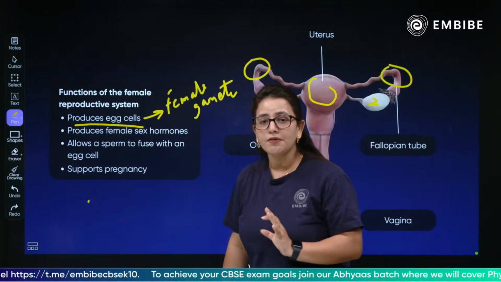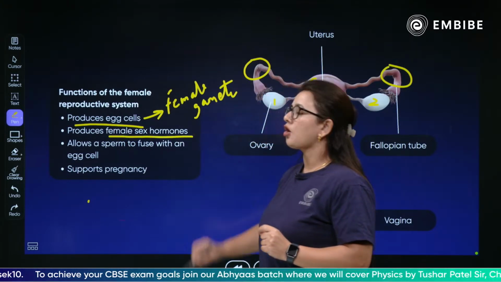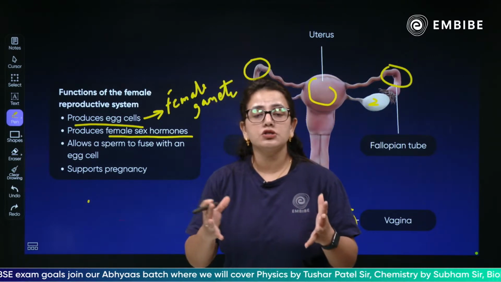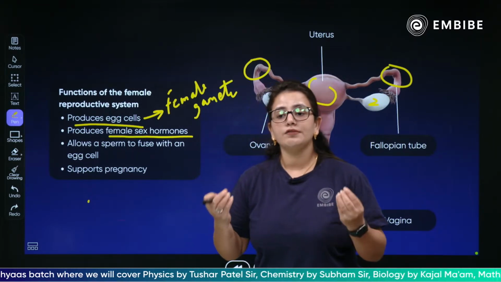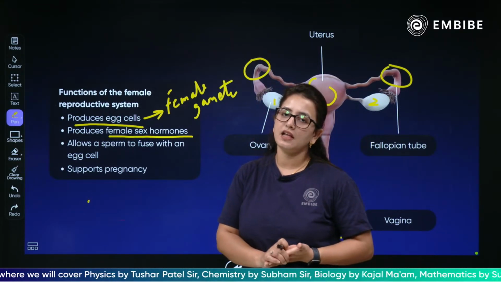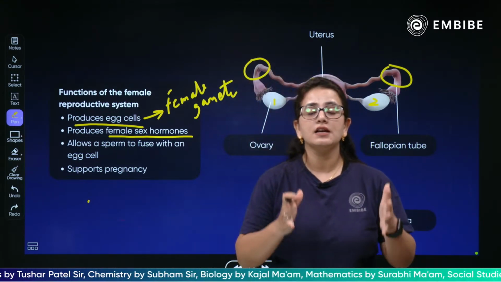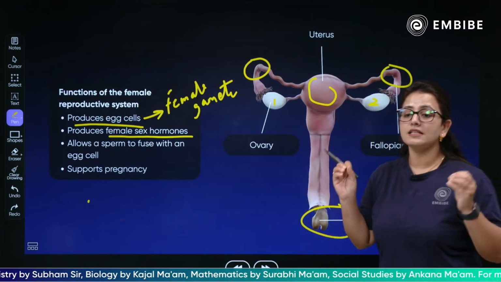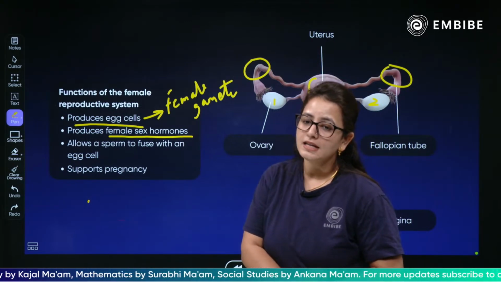Yes, and another function of the female reproductive system is that it produces female sex hormones, which are responsible for maturation and also for the formation of secondary sexual characteristics in the female. All the processes needed to give birth to the younger one are done with the female sex hormones assisting in the maturity and proper development of the female reproductive system.